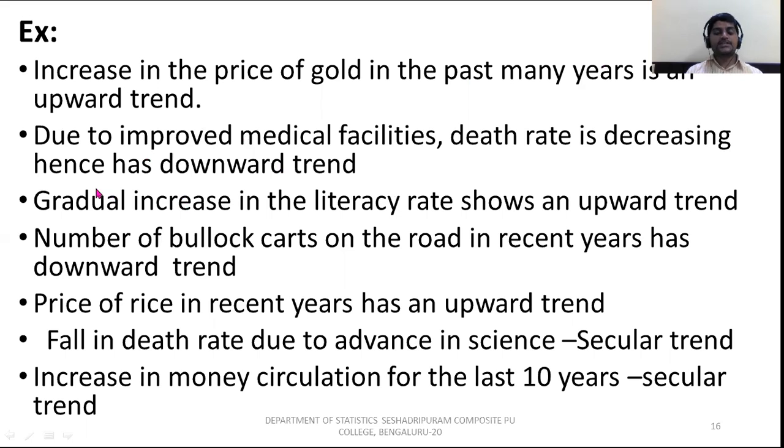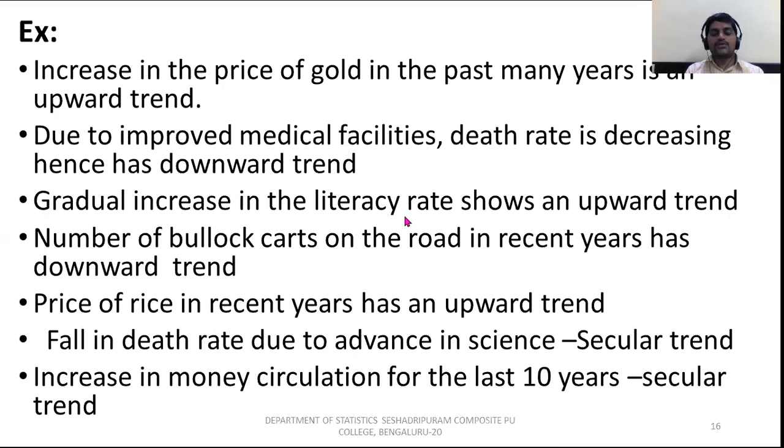Due to improved medical facilities, the death rate is decreasing. Definitely that is a downward trend, because for kidney failure nowadays there are dialysis centers, and for cancer there is chemotherapy. So the death rate decreases because of medical facilities. That is a downward trend. Nowadays the increase in the literacy rate is also an upward trend.